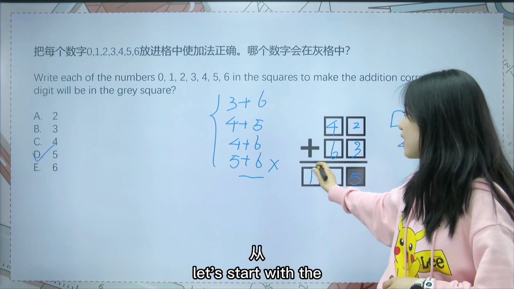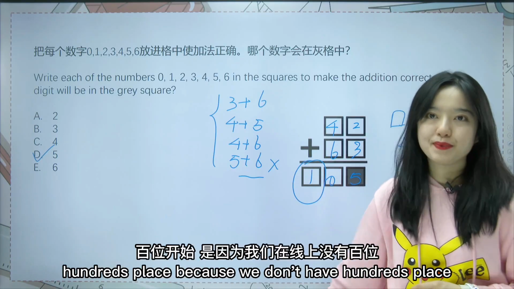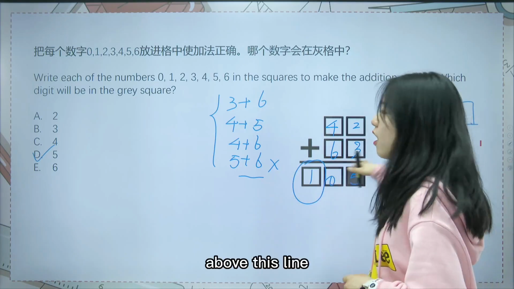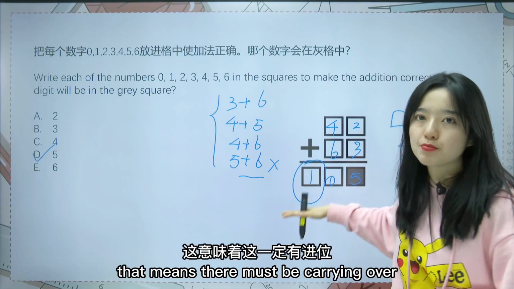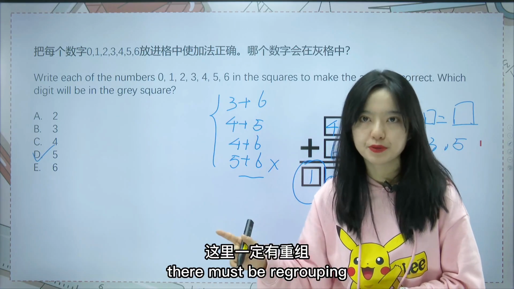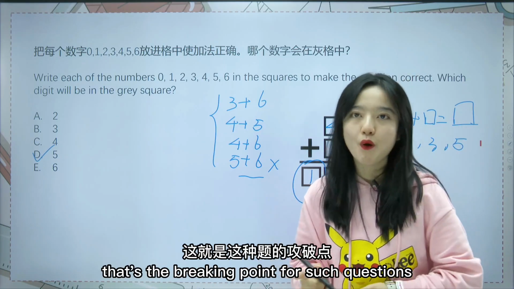Let's start with the hundreds place because we don't have a hundreds place above this line. That means there must be carrying over, there must be regrouping. That's the breaking point for such questions.